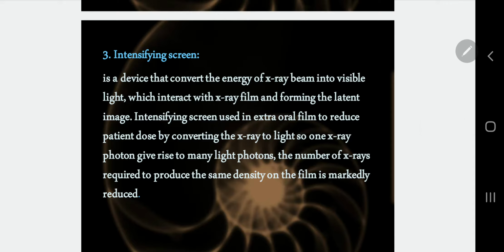Intensifying screen is a device that converts the energy of the X-ray beam to visible light, which interacts with the X-ray film and forms the latent image. Intensifying screens are used in extraoral film to reduce the patient dose by converting the X-ray to light. So, one X-ray photon gives rise to many light photons, and the number of X-rays required to produce the same density on the film is markedly reduced.